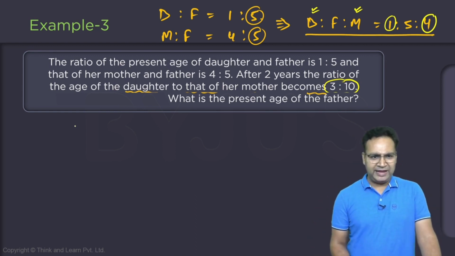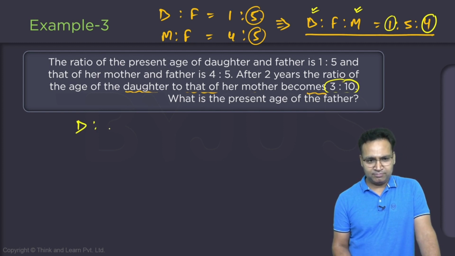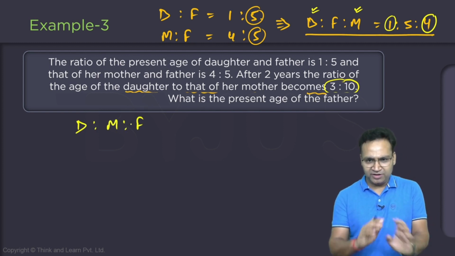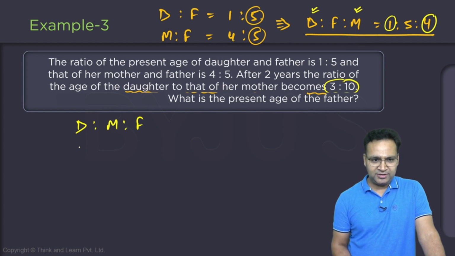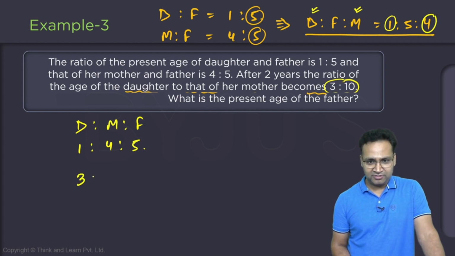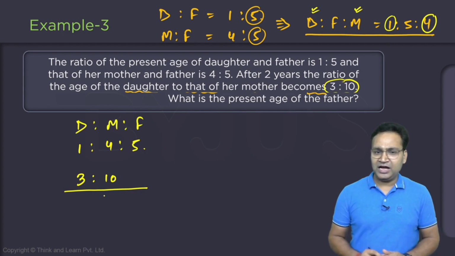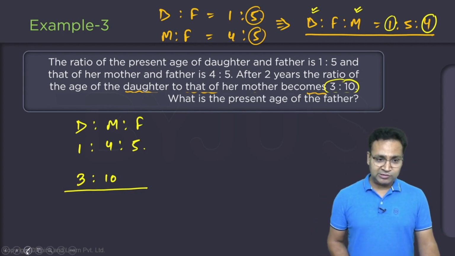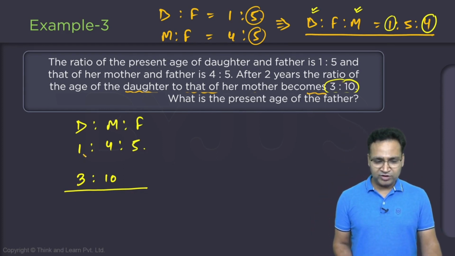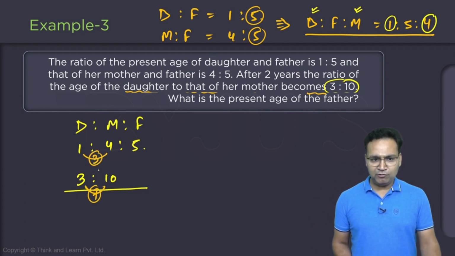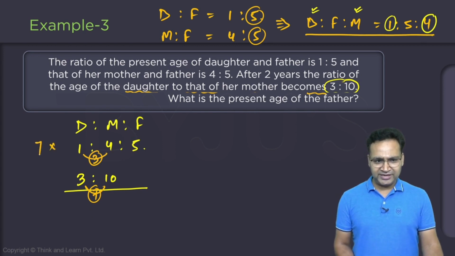Yes. So I'm saying daughter, mother and father. Let me reorganize this. Daughter is 1, mother is 4, father is 5, and daughter is 3, mother is 10. Clear? After 2 years. So let's look at the ratio concept now. What is the difference here? 3. What is the difference here? 7. How will you make them same? Multiply this by 7, multiply this by 3.